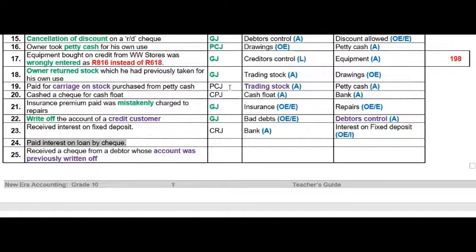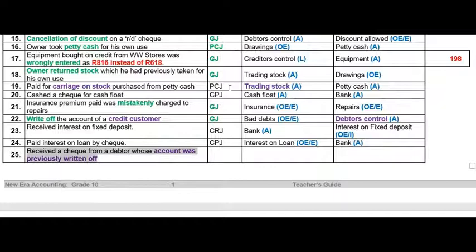Then we paid interest on the loan by check. The words by check indicates that it's not capitalized. So it's a CPJ transaction. Interest on loan, which is an expense, increases on the debit side. Bank decreases on the credit side because we paid.